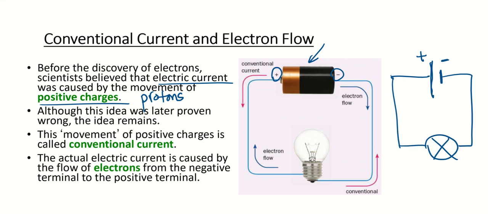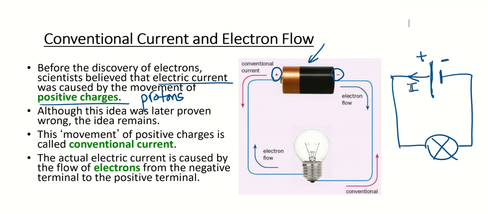However, protons are not able to move, right? They are fixed in place. But the electrons are actually the ones moving. Okay, so before that, they thought the electric current was caused by the positive charges. Although this idea was later proven wrong, the idea remains, right? So the movement of positive charges is called conventional current. So I will now, instead of saying that is the movement of positive charges, call it the conventional current I.